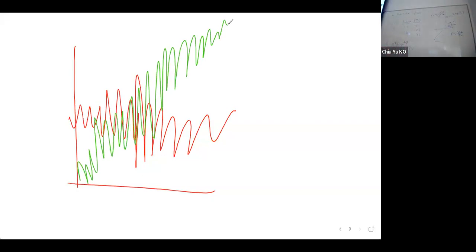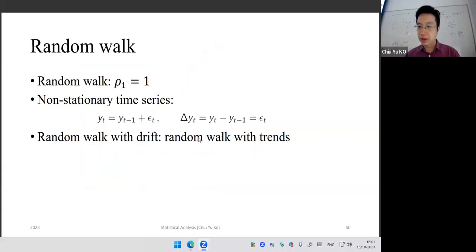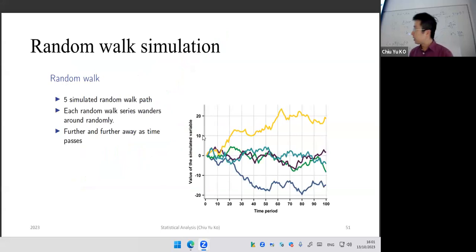Some of you may have heard of something called Brownian motion. This is related to the random walk. We're not going to talk about that, but it is closely related to the random walk idea. Random walk with trend drift is the same idea, and this is the random walk.